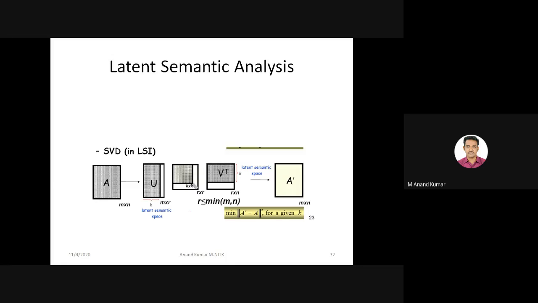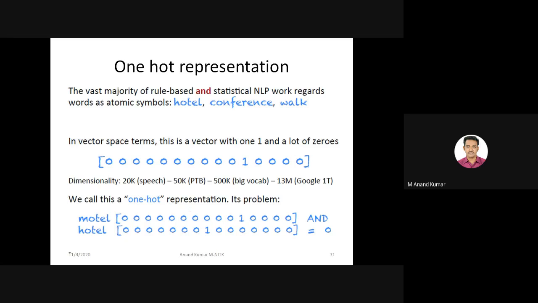We have seen the problems in the one-hot representation. The other model is LSA, latent semantic analysis, which is based on singular value decomposition. People tried to solve the problems of one-hot representation this way. The other problem in one-hot representation is dimension.